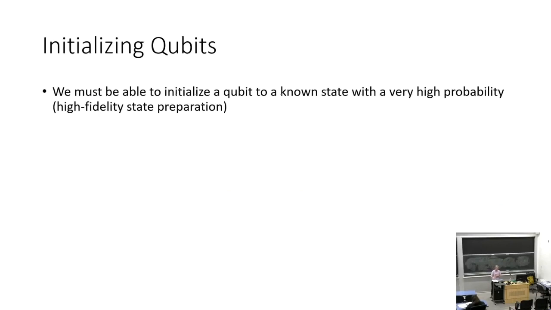All right, so the next thing is initializing our qubits. We have to be able to initialize our qubits to a known initial state with very high probability. And in the field this is called high fidelity state preparation. So when you hear that, that means you can initialize your qubits to a known state with a very high probability. And since it's common for algorithms to begin with a qubit in the 0 state, that's a good choice.